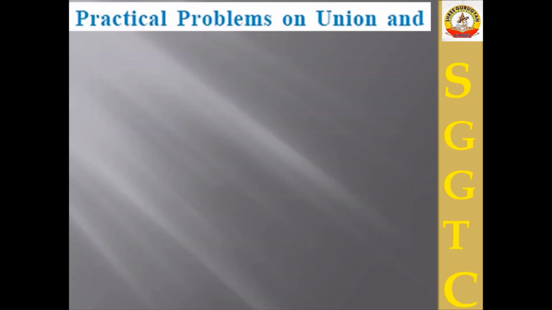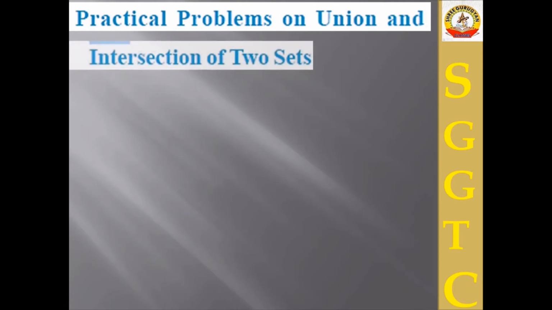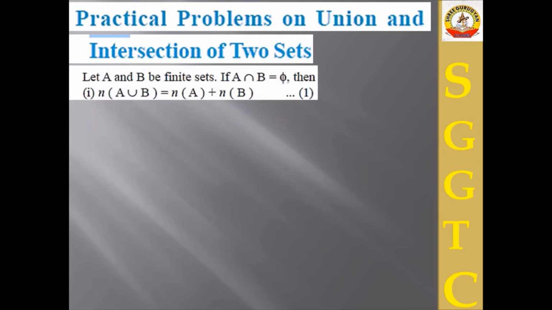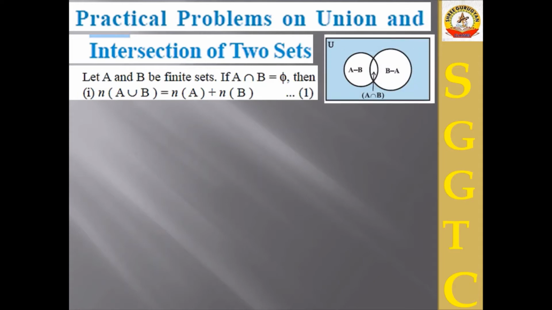Let's start. Practical problem of the union of the sets, intersection of the two sets. So first I explain to you what they mean for union and intersection, numerically. If A intersection B is a null set, then n of A union B, where n indicates the number of elements, students. So number of elements of A union B is equal to number of A plus number of B. That's your first property. Look at this figure.